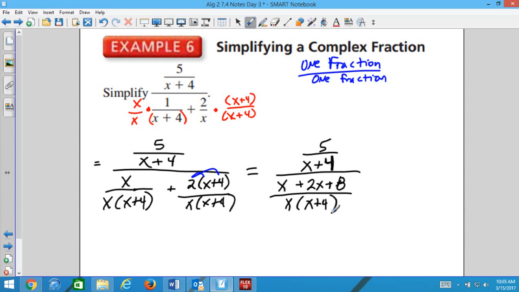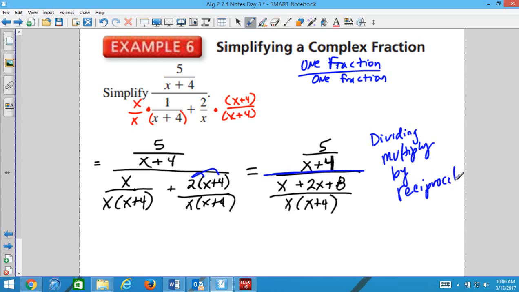So I combined my common denominators on the bottom. I added my numerators. I now have one fraction over one fraction. That's what I wanted to do. So we used what we did yesterday to add like denominators. Now we're going to use what we did last week where we are dividing. So instead of dividing, multiply by the reciprocal.